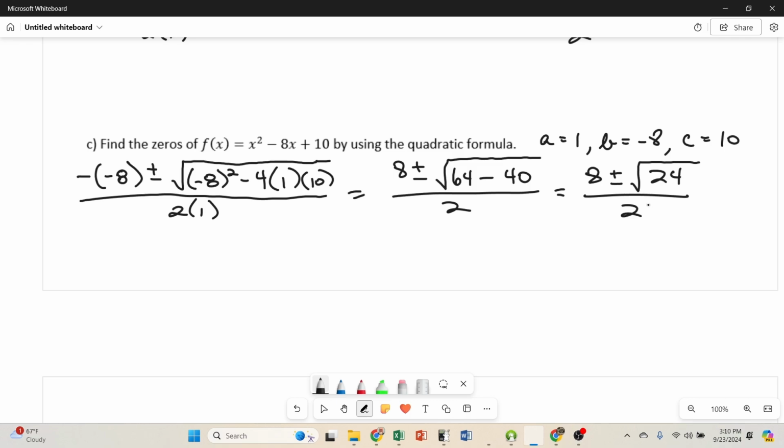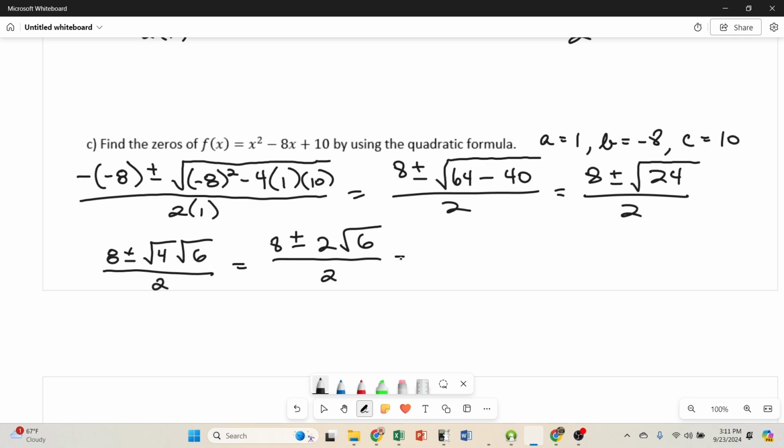Well, are there any perfect squares that go into 24? Yes, there are, 4. So this would be 8 plus or minus the square root of 4 times the square root of 24 over 2. So this is equal to 8 plus or minus 2 times the square root of 24. Oops, excuse me. Let's fix this problem right here before we get stupid. It's 6, right? This splits up. Square root of 24 becomes square root of 4 times the square root of 6. This is square root of 6 over 2.